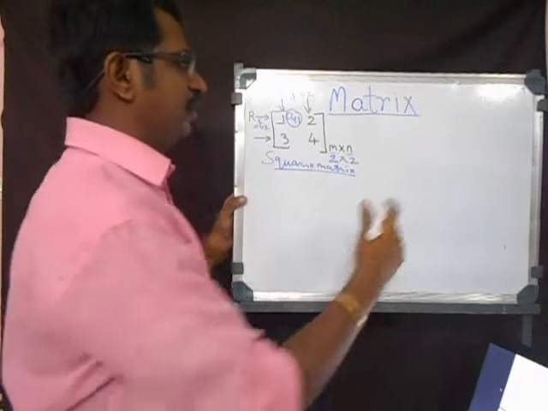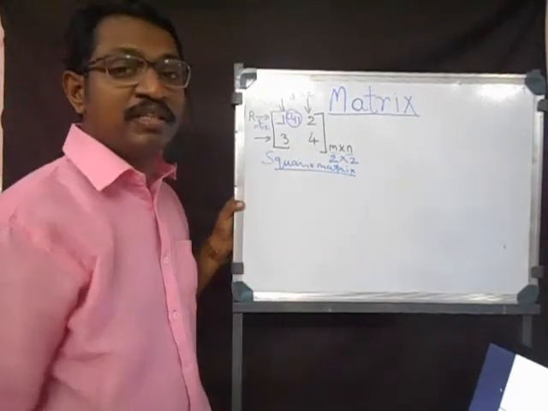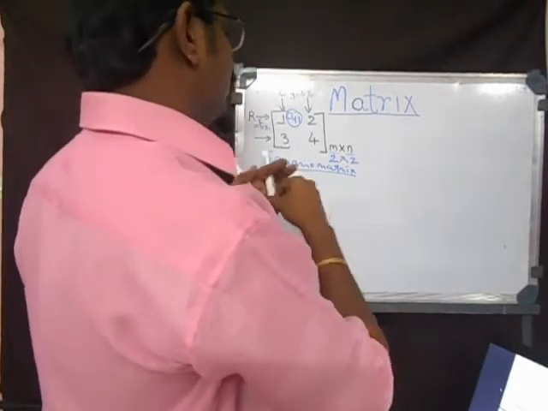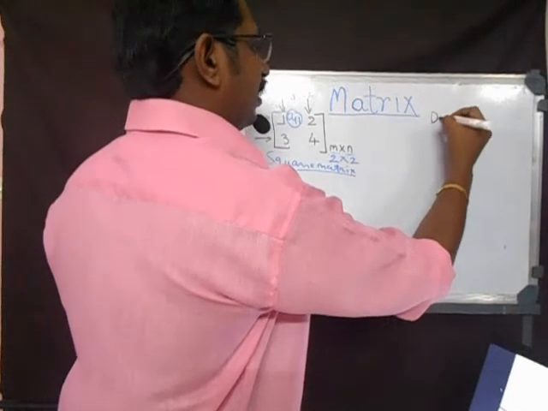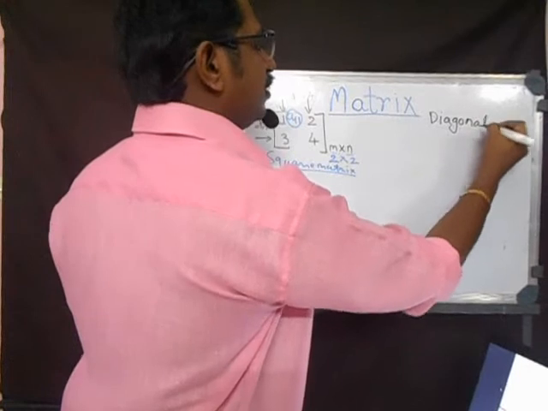Then the next type of matrix is called a zero matrix. Zero matrix means all the elements are 0. Then we have the diagonal matrix. Now this is the case where many students make a mistake. So, the diagonal matrix.